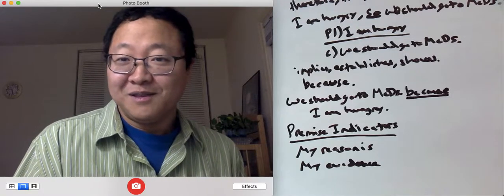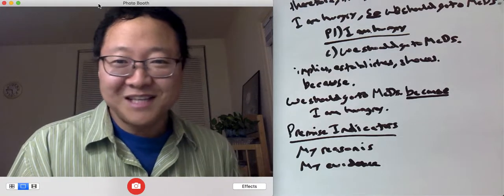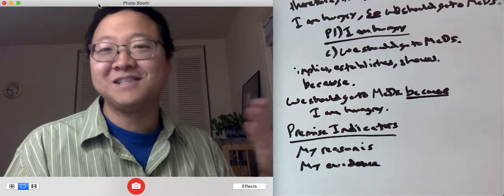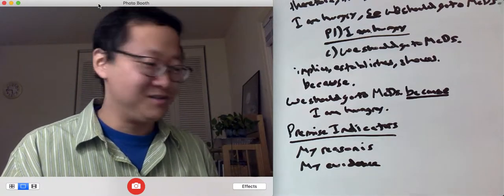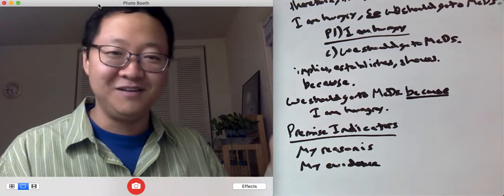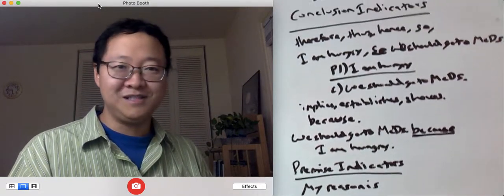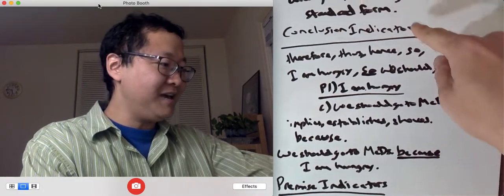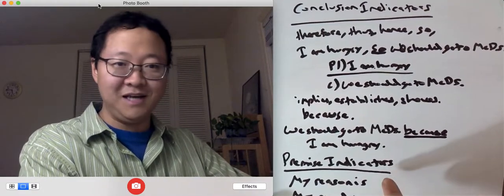So somebody says, the witness was at the scene of the crime. Why should I believe that? My reason is we have videotape evidence, or my evidence is we have a videotape. So that's a premise indicator. So watch out for these words, these indicators, conclusion indicators or premise indicators, okay?